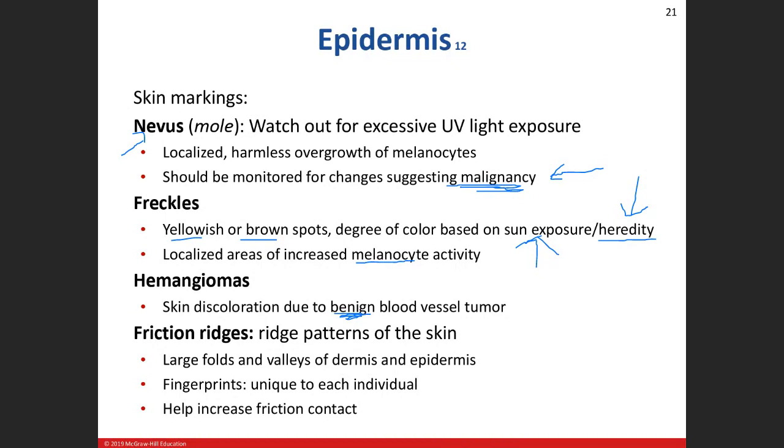Friction ridges are our fingerprints. Remember, you have your epidermal ridges, the part of the epidermis that goes down, and then we have our dermal papillae, the part of the dermis that goes up. Where they interlock with one another, they form this interlocking pattern, which causes our fingerprints to occur. They help with creating friction.